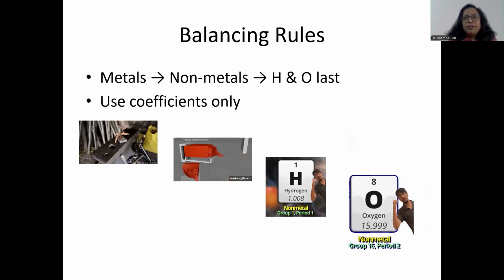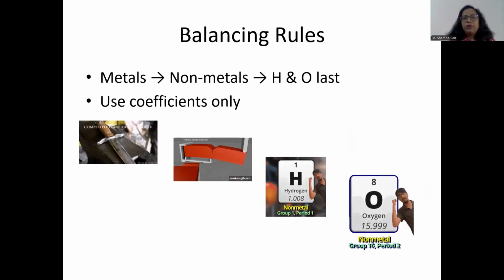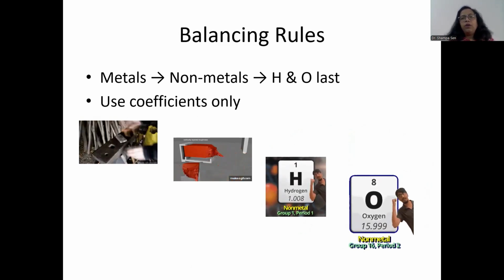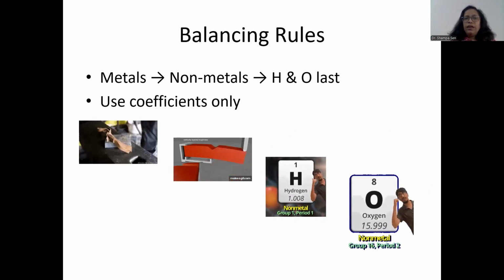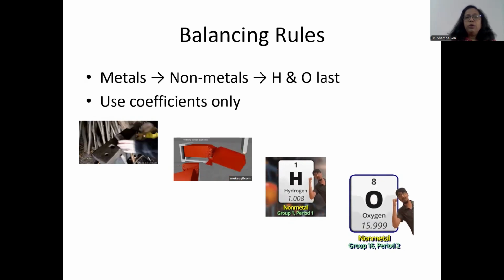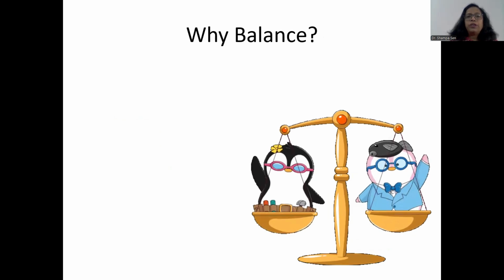So how to balance? We need to follow some rules. The basic rule is first you need to balance metal atoms, then non-metals, then go for hydrogen and lastly oxygen. And while balancing, we cannot change the subscripts. We need to use coefficients only. Change the coefficients or use coefficients.